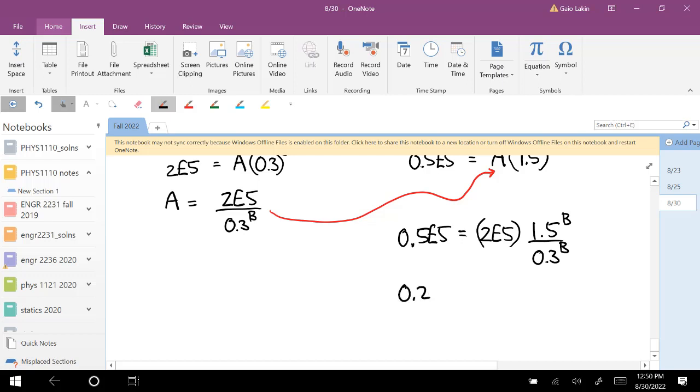Divide both sides by 2 times 10 to the 5th. You have 0.25 times 10 to the 5th is equal to, we can write this as 1.5 over 0.3, all to the power of B. You got an extra factor that comes a bit on the left-hand side. No, you're right, I do.